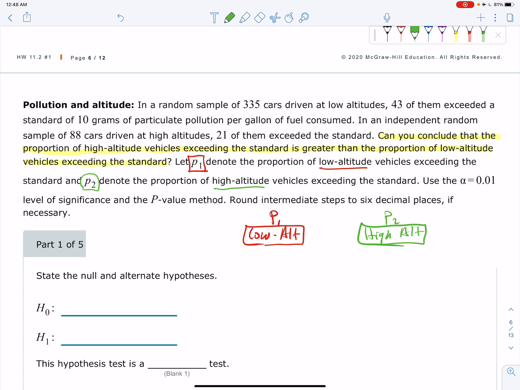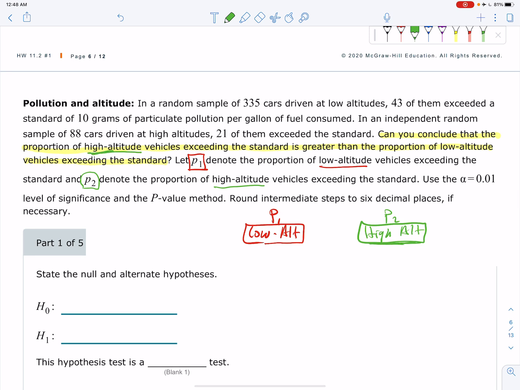Can you conclude that the high altitude, remember high altitude was the green, so they kind of flip-flopped the statement on us. All the other ones, P sub 1 was first and P sub 2 was second. But now they're saying, can you conclude that the proportion of high altitude vehicles exceeding the standard is greater than, there's that important greater than symbol, the proportion of low altitude vehicles, which were the red ones.